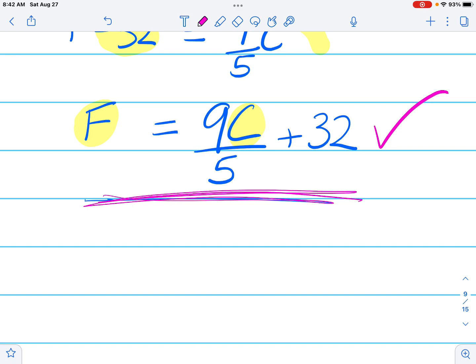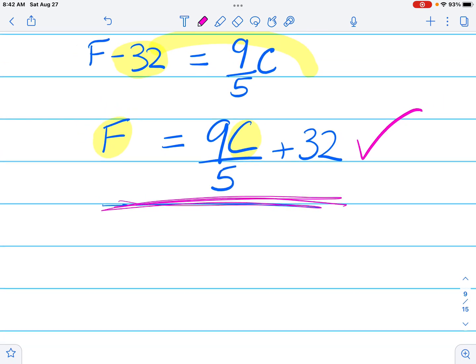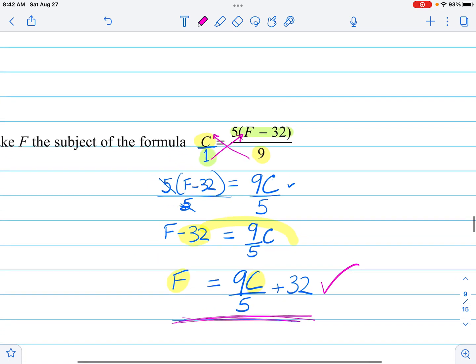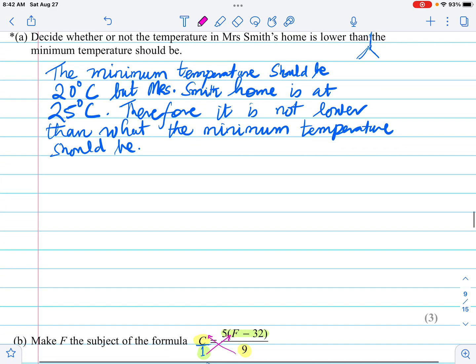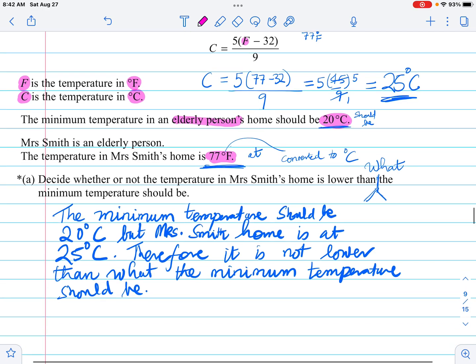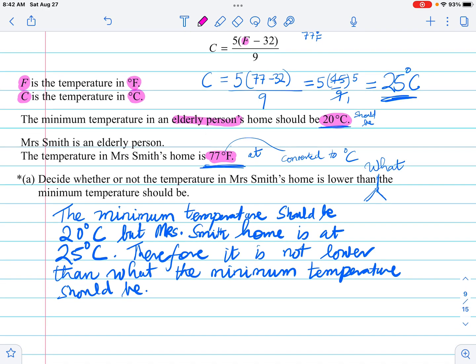Okay, that's it. So, I want to show you what we've done. In part A, going back to part A, we decided if the temperature was lower than the minimum, and we found that it is not lower than what the minimum temperature should be.